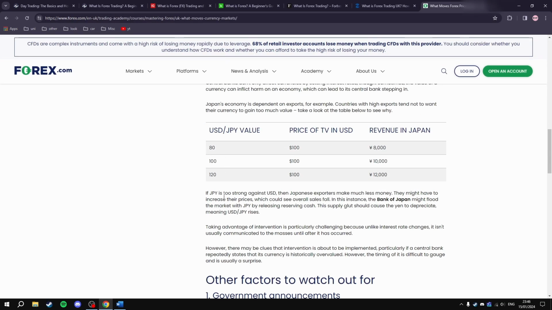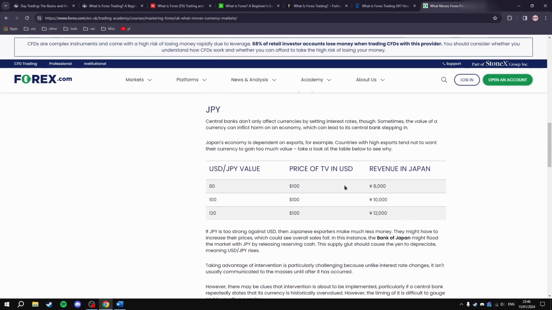If JPY is too strong against USD, then Japanese exporters make much less money. They might have to increase their prices, which could see overall sales fall. In this instance, the Bank of Japan might flood the market with JPY by releasing reserve cash. The supply glut should cause the yen to depreciate, meaning USD JPY rises. Ah, right, okay.